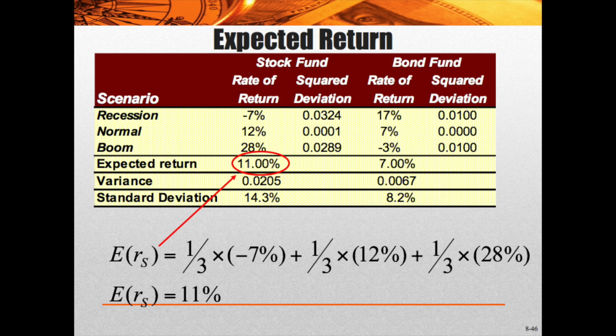The first thing we can do is expected return. So expected return is simply an average, and what we do is we take the -7, the 12%, and the 28%. I've shown it here multiplied by 1/3 when it's actually just divide by 3. So you can see that -7, 12, and 28. 12 and 28 is 40. -7 is 33. Divided by 3 is 11. So you could have even done that in your head.